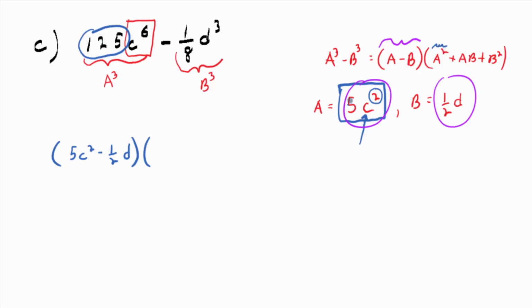So you're going to square a. A is 5c squared, so you're going to square that. If you wanted to show some work on that, you could just take 5c squared, the whole thing squared, or you could do it all in your head if you can do that. That's more power to you. And then plus a times b, what's that going to be?